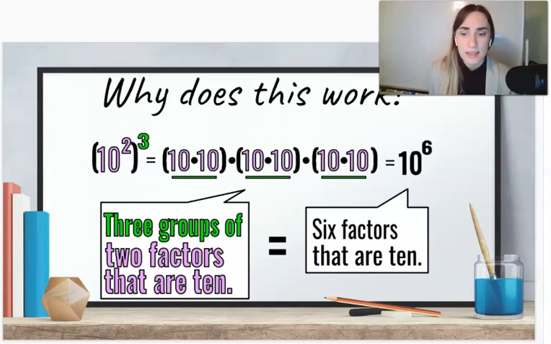So here we can see those 3 groups of 2 factors that are 10. And if we have 3 groups of 2 factors, we have 6 factors all together. So that language of multiplication is going to come in the factors, and it's also going to come in the idea of groups and how many groups we have.